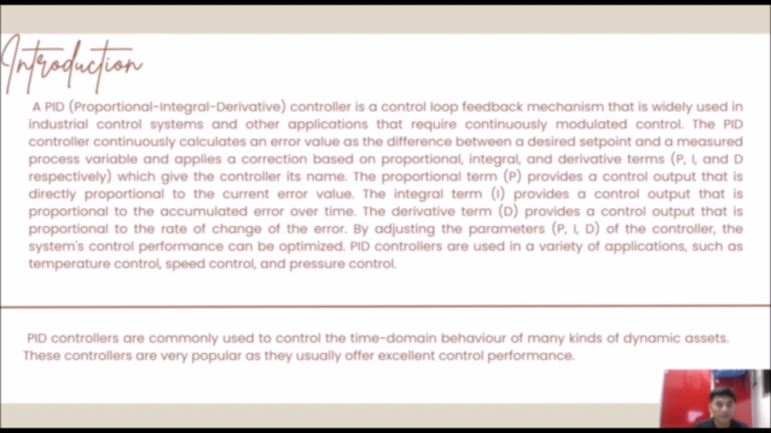So PID is proportional integral derivative, which is a control loop feedback mechanism that is widely used in industrial control systems and other applications that require continuously modulated control. PID also continuously calculates an error value as the difference between a desired set point and a measured process variable, and applies a correction based on proportional, integral, and derivative terms.